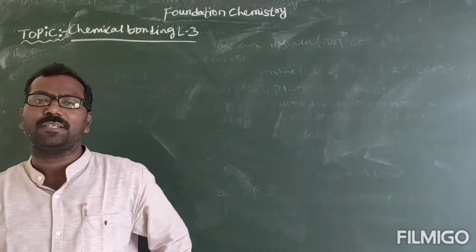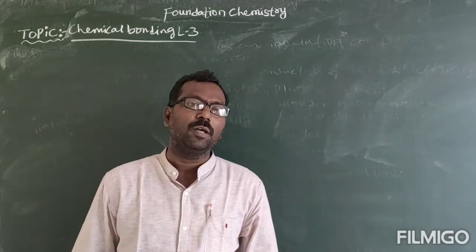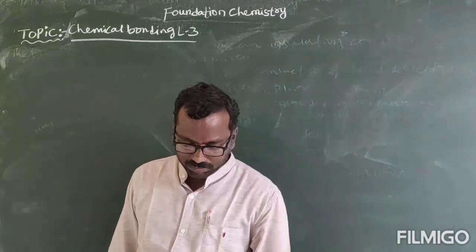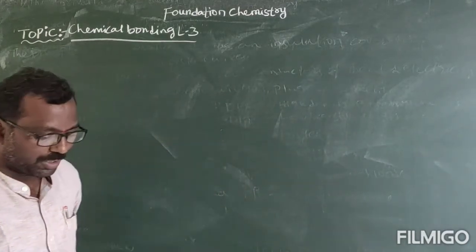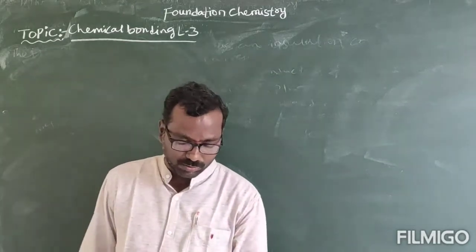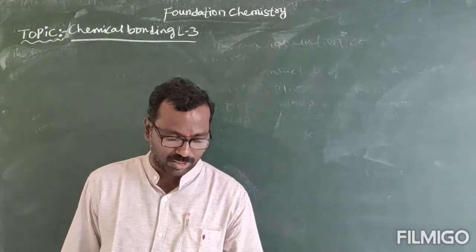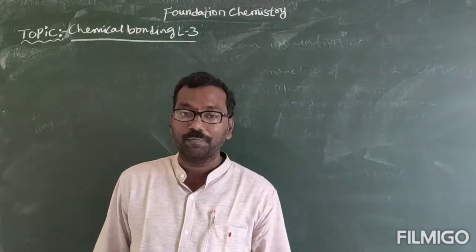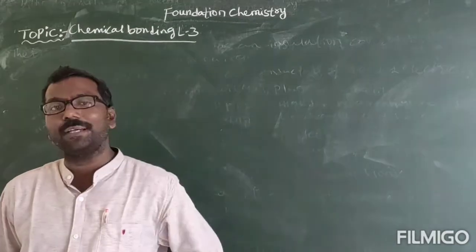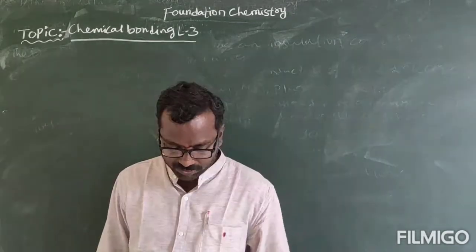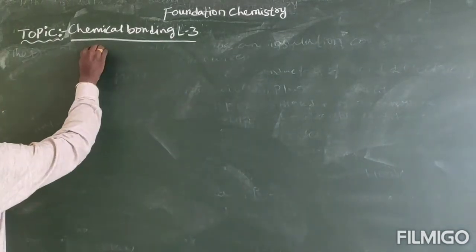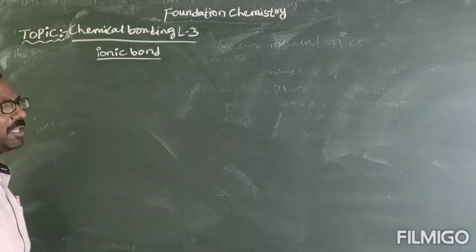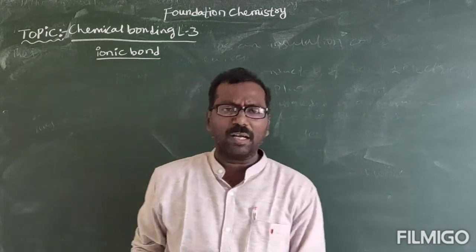In the last class, we had a discussion regarding what a chemical bond is, what factors influence the chemical bond, and how the Lewis structure will be. Now we will be entering into the topic of ionic bonding. I have already introduced the terminology regarding lattice energy and the factors that decide it. In today's class, we will first discuss the ionic bond. So what is an ionic bond?